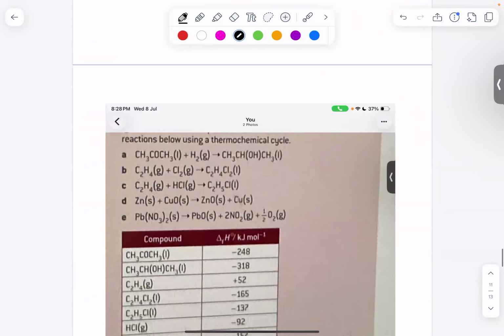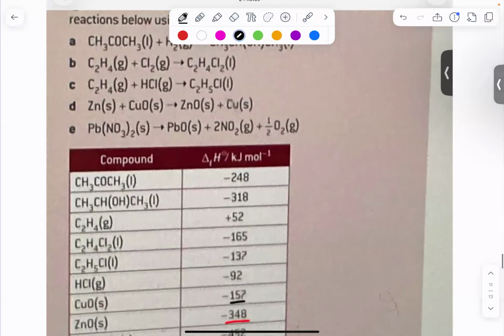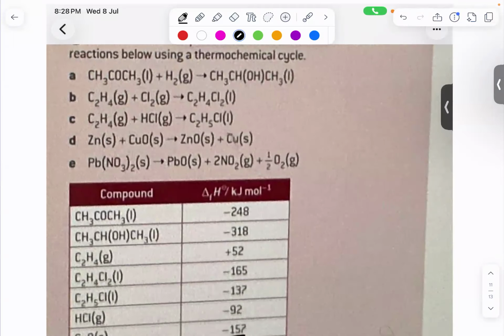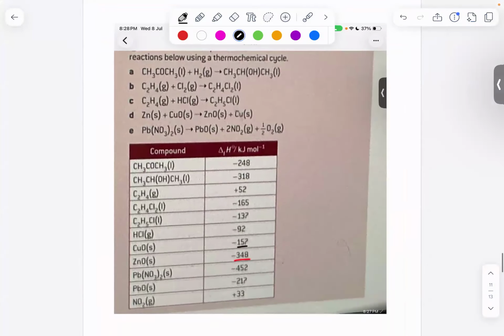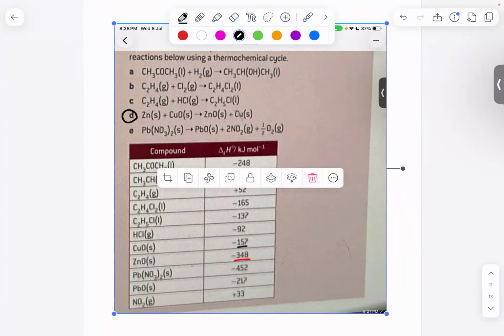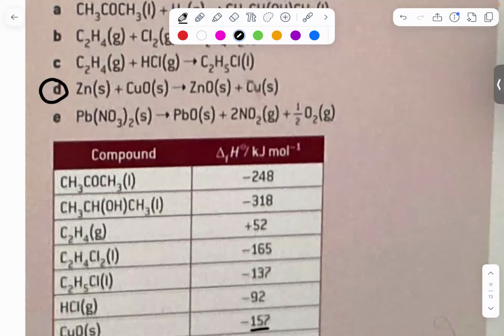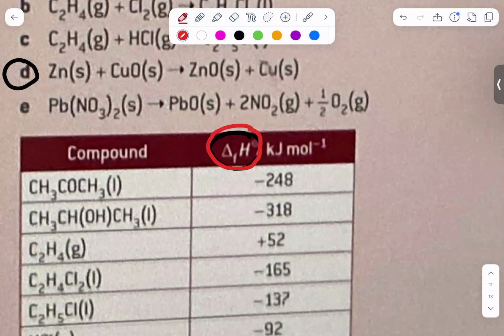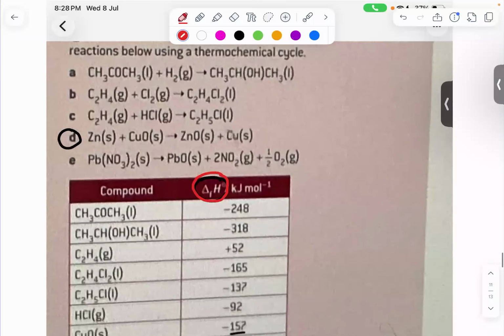Yes. All right. Now, this is the question in front of you from your book. Solve the reactions below using a thermochemical cycle. A, B, C, D, E is given to you, so the values are also given. Can you please solve it for zinc? Part D. Can you do part D? The full question is: use the values of delta HF in the table to calculate delta H for each of the reactions below using a thermochemical cycle. Delta HF is given.